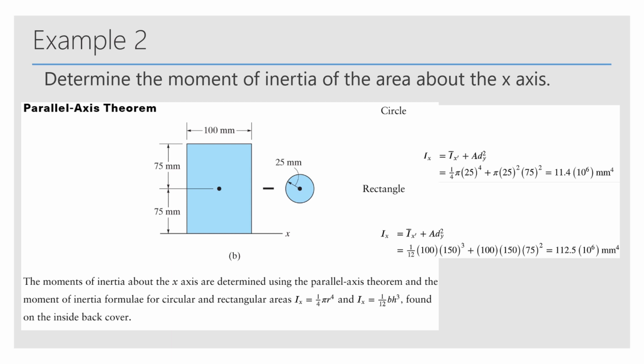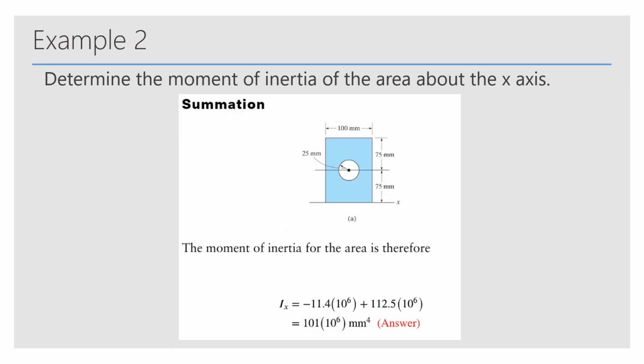And since we found the inertia around x for the circle and the rectangle, the next thing we do is subtract the circle from the rectangle to get our final answer of 101 times 10 to the 6 millimeters to the fourth as the moment of inertia for the area here.